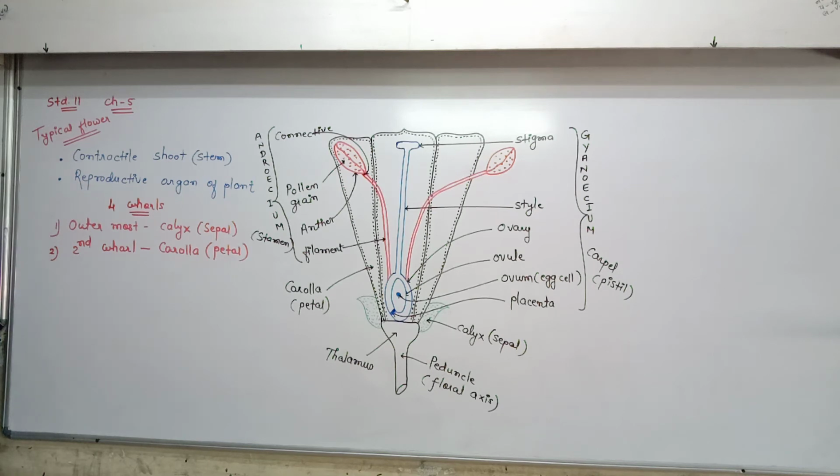Next to the calyx, second wall is known as corolla. The unit of the corolla is known as petal.